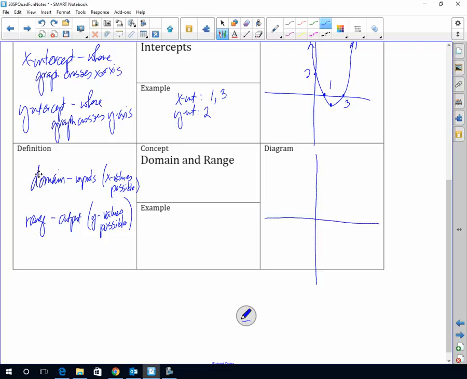What would my domain be for my parabola? This is like the easiest mark you ever get. I don't actually even give a mark for it because the answer is always going to be -infinity to +infinity. And what's my range? Well, when the parabola is opening down, it's going to have a maximum. So what's the lowest point? -infinity going up to, what's the highest? 3. Does it include 3? Yes, so that would be a square bracket there. All right.